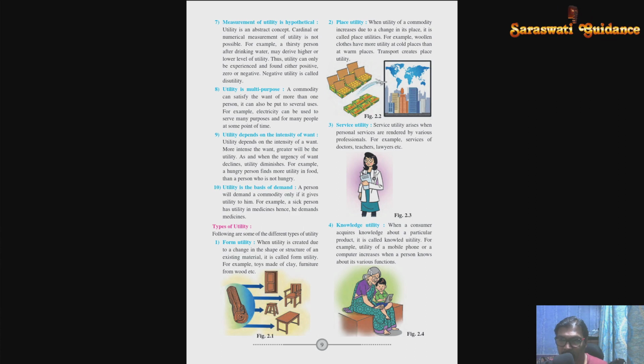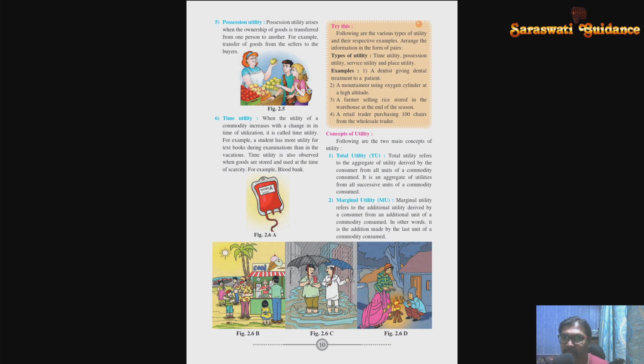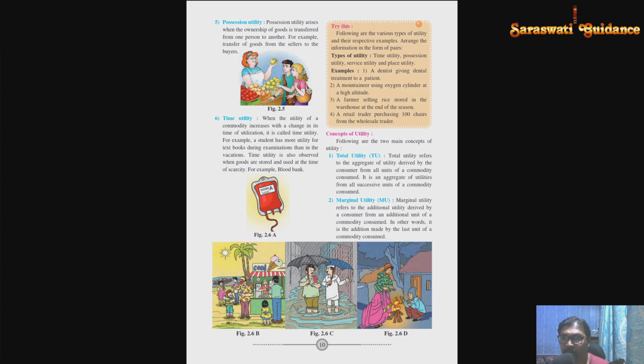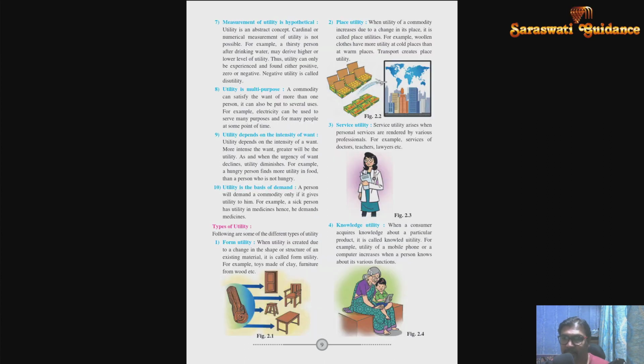On page number 9, at the bottom you can see a picture, and above that this point, types of utility. How many types are there? If you go on page number 10, you can see that there are about 6 types of utilities. Let's study all these utilities one by one. Since all these types are already explained in the form of pictures, I'm not going to show you any more pictures. Let's study this point directly from the textbook.